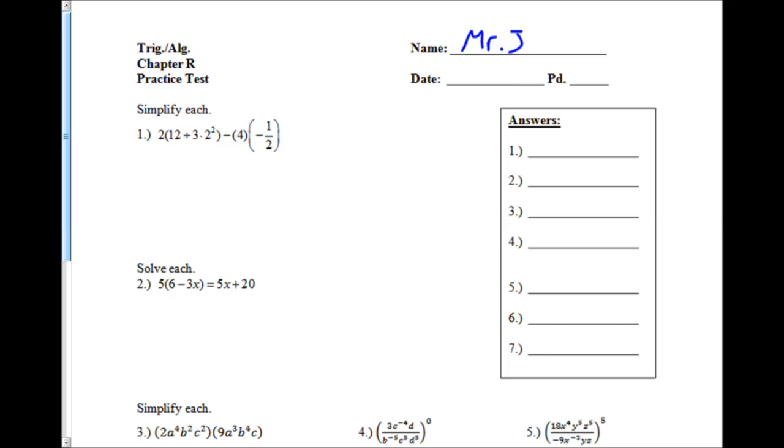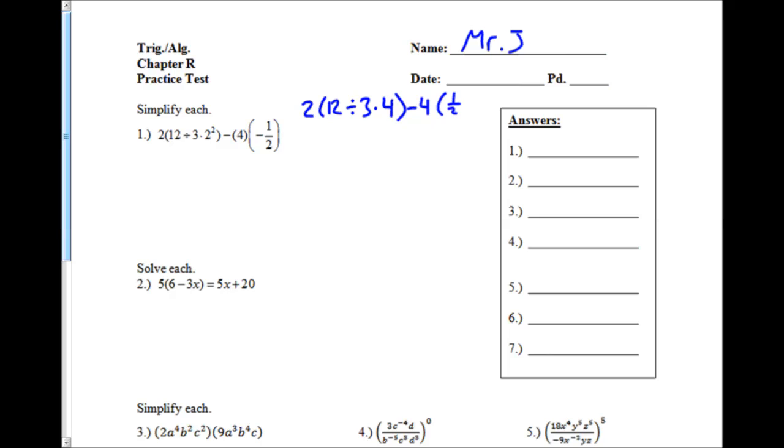If we look at this first one, we're just doing order of operations here, so we're going to start inside those parentheses, and inside those parentheses we have a couple of things going on. We've got some division, we've got some multiplication, but the first thing I'm going to do is the exponent, which is going to give me a 4.